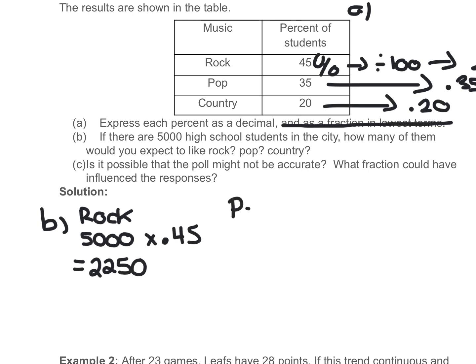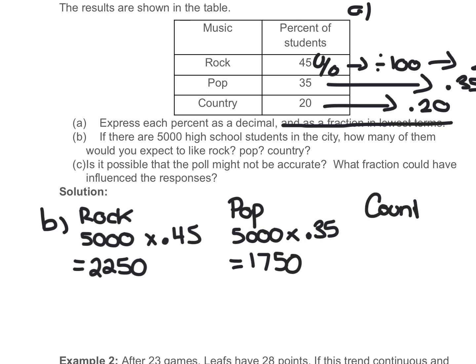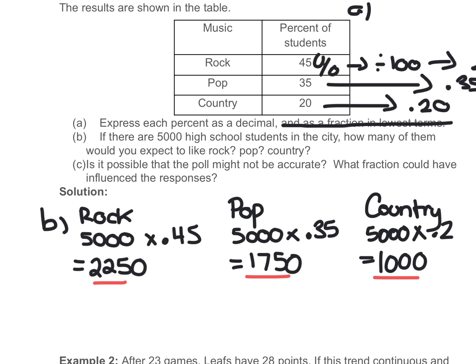So pop, 5,000 students times 0.35, we end up getting 1,750. And then country, again, 5,000 students times 0.2, so 20%, is going to give us 1,000. The other thing to notice is that if you add those all together, that's going to give us the 5,000 students, because all those percents add to 100%, which is what we're looking for in this study.